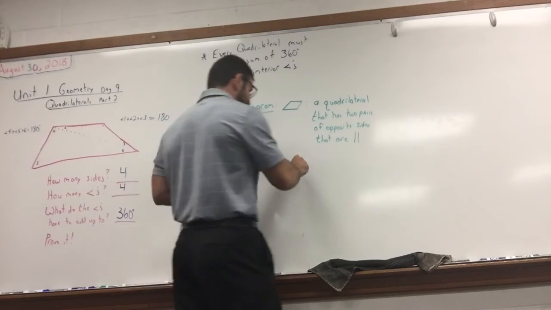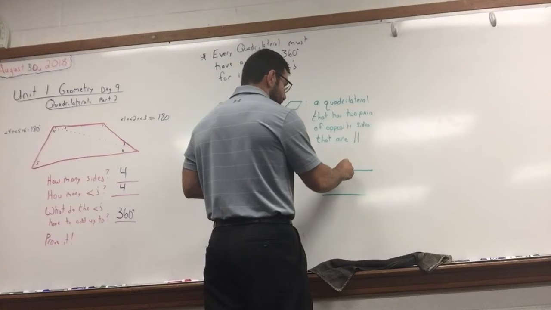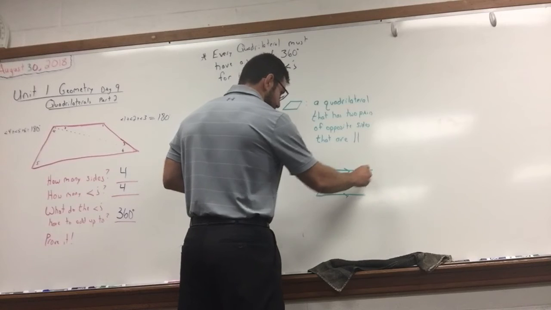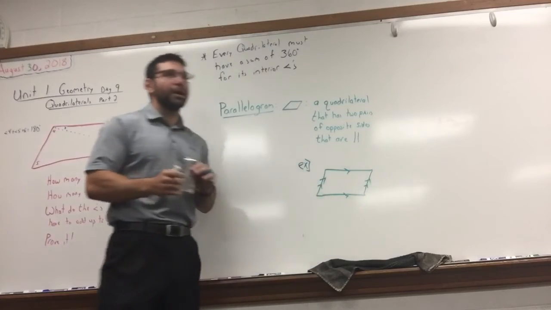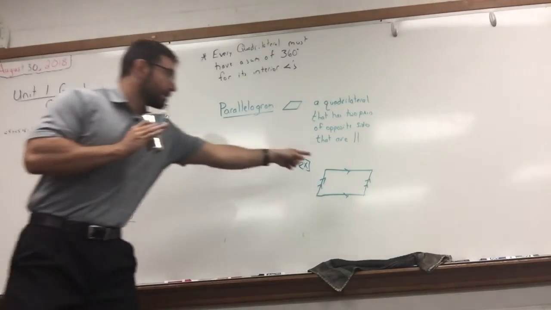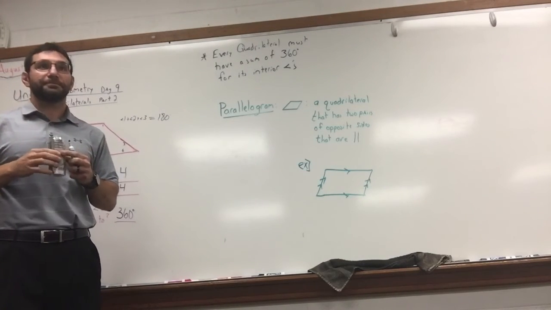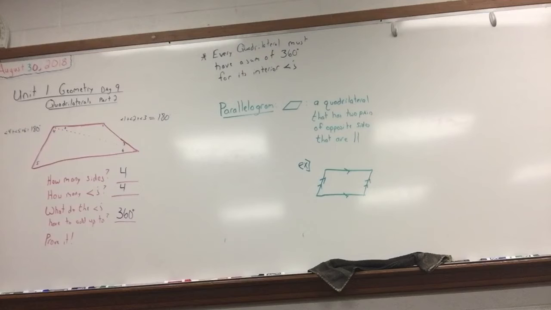So, a parallelogram will look like this. Opposite side, opposite side. How am I going to show they're parallel? With those arrowheads. Now, the opposite sides, to show that those are parallel, I can't just have one arrowhead. I need to have two because the top isn't parallel to the side. Okay? Still with me? So that is a parallelogram. So the opposite sides must be parallel. That's the key. Opposite sides must be parallel.